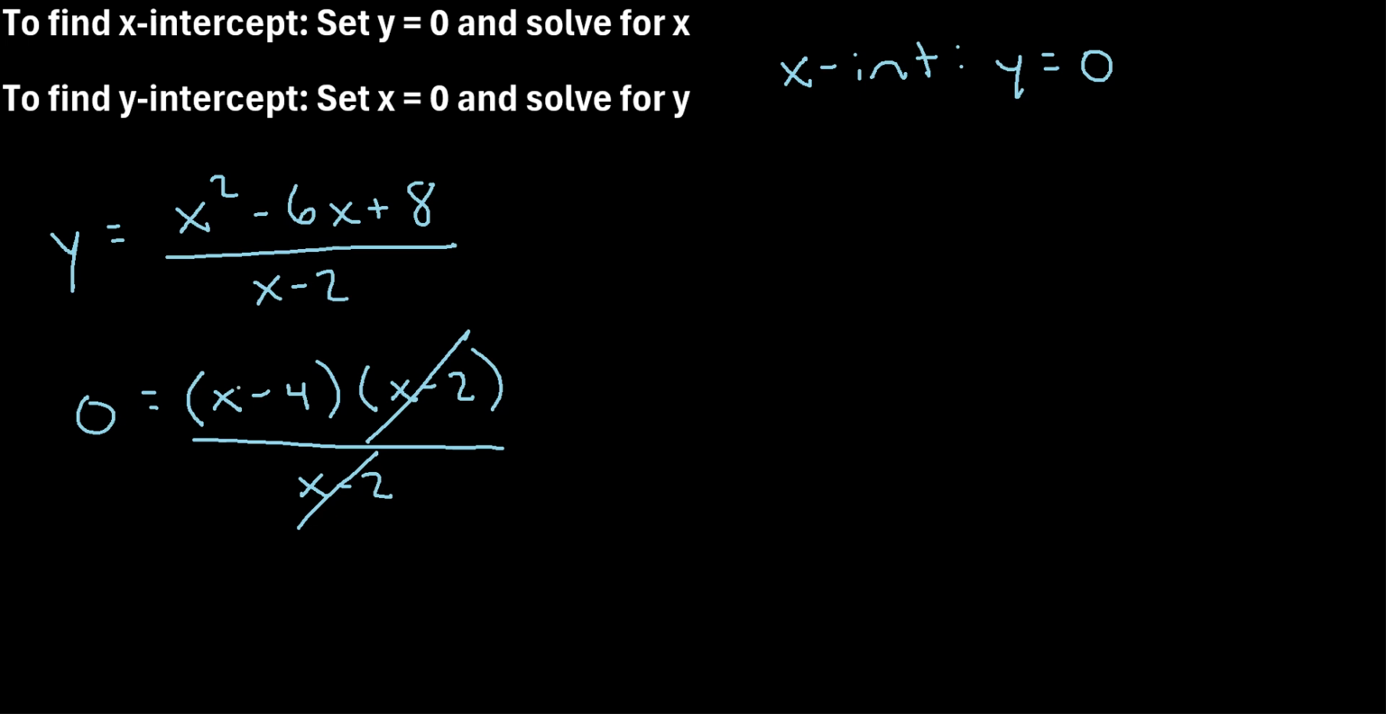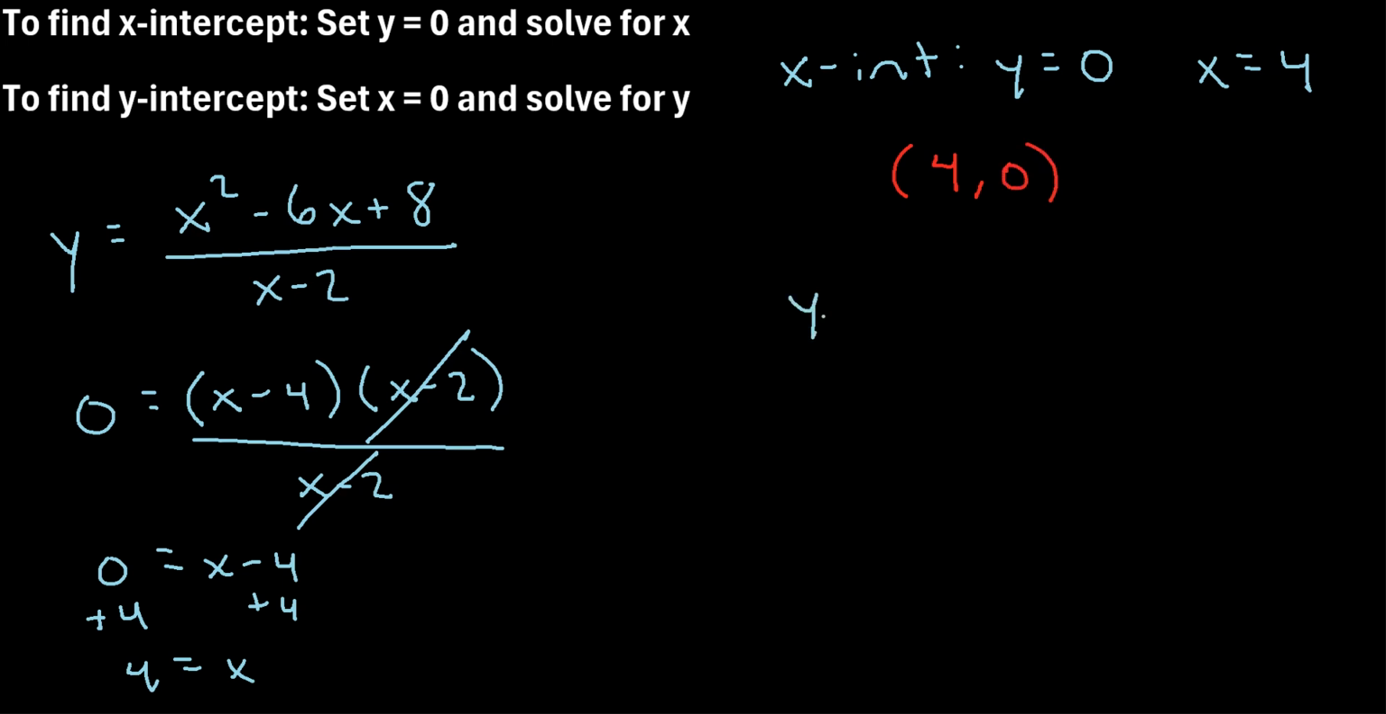So we're left with 0 is equal to x minus 4. To solve for x, we can add a 4 to both sides, and we get 4 is equal to x. So let's write that up here. X is equal to 4. So our x-intercept we can write as the coordinate pair 4, 0.